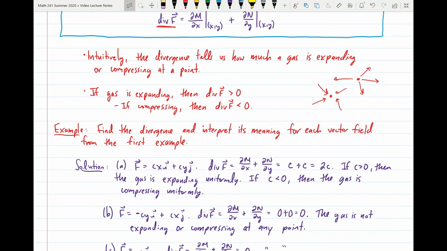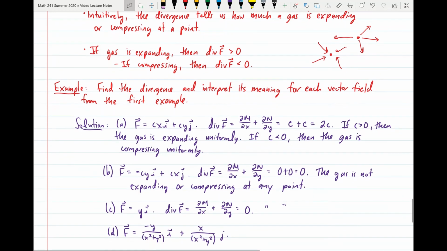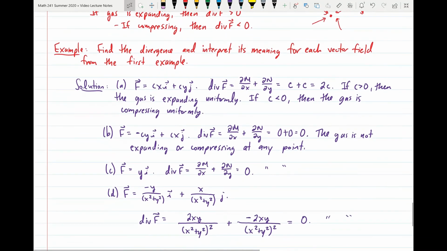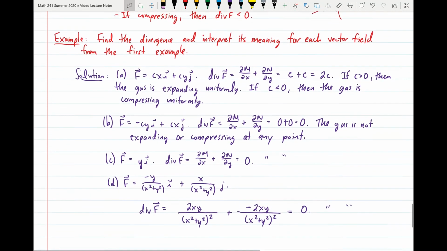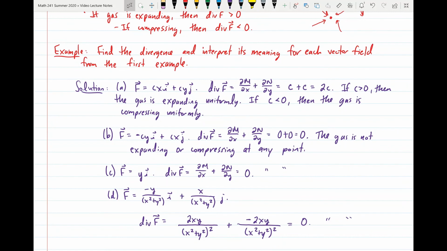And this leads us to our last example for this first video. So we want to find the divergence and interpret its meaning for each of the vector fields from the first example. So I'm just going to list each of those vector fields as we go through, and we'll calculate the divergence and then interpret the divergence. What does it actually mean?